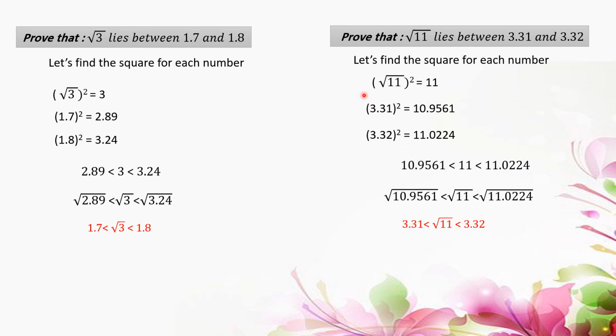We have 3 steps to solve this problem. First of all, you will get the square for the 3 numbers. Number 2, we will put the number like 11 between the square of the numbers. Then we will find the square root of these numbers. We will find that root 11 is between 3.31 and 3.32.